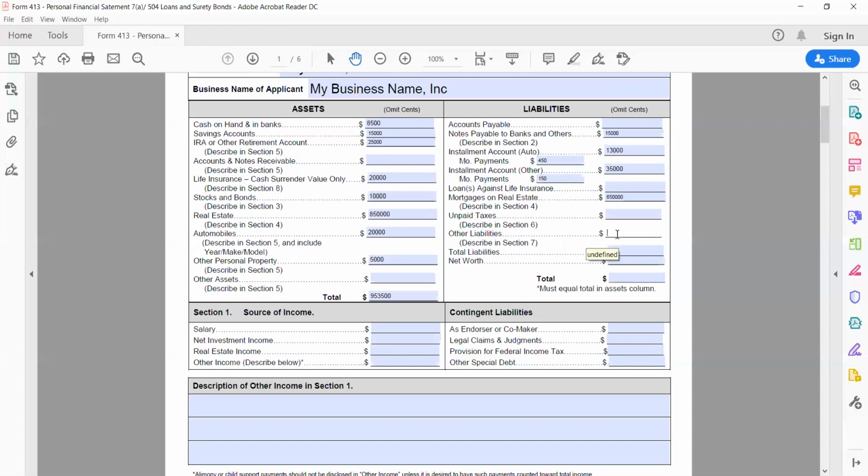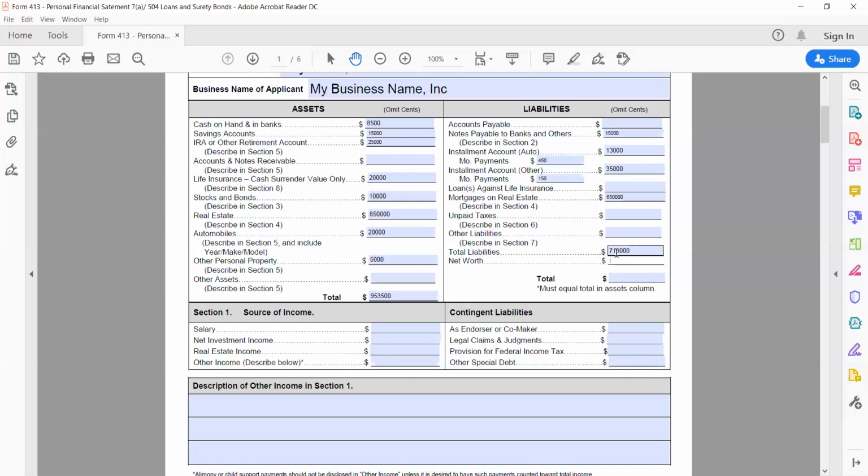Other liabilities, it's anything that doesn't fit in those other buckets. Maybe it's informal loans to friends or family, or other possible litigation. Maybe you're party to a lawsuit and there's something that you're going to owe. In this instance, tally up my liabilities.